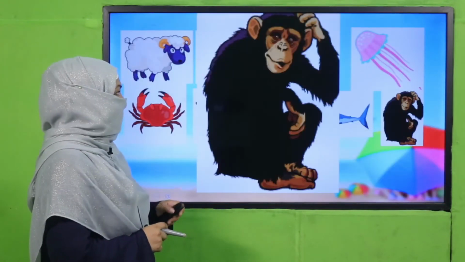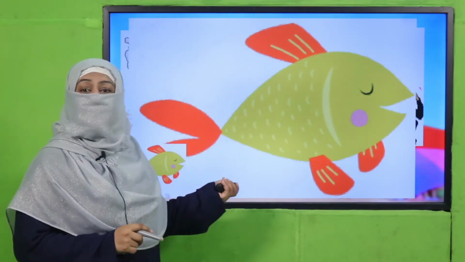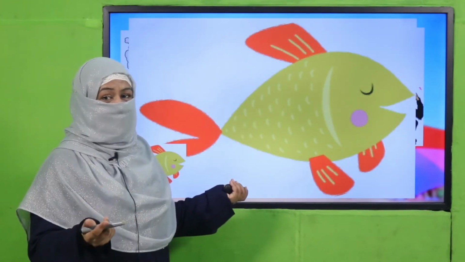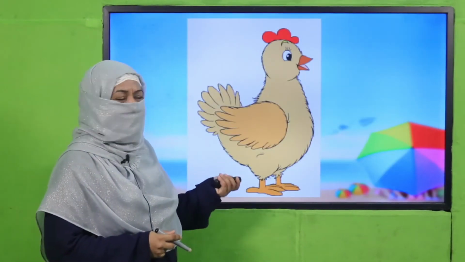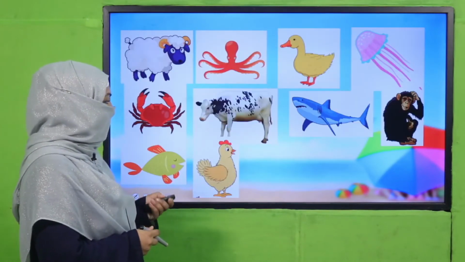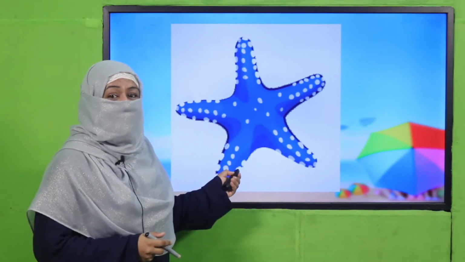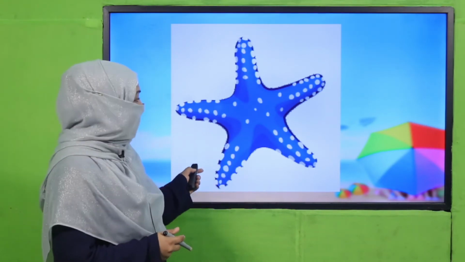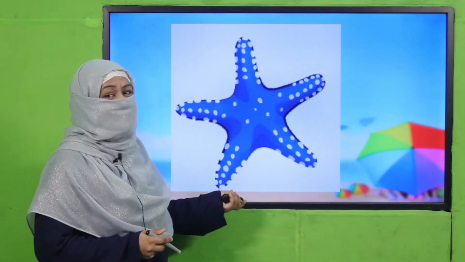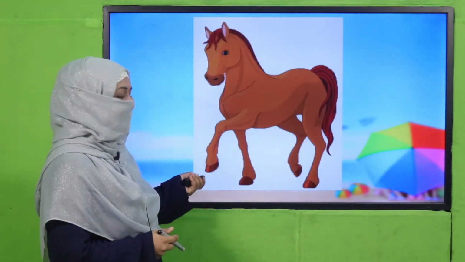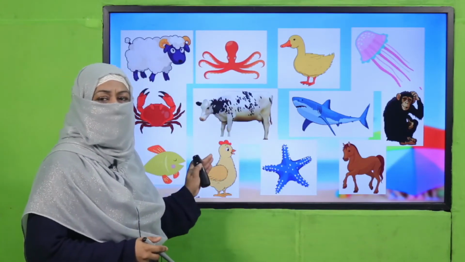It's a monkey. You know about it. And it's another fish, and we know fish live in water. The next is a hen. We know about it. And the next, do you know about it? It's a starfish. Why? Because its shape is of a star, so it's a starfish. It also lives in water. And it's a horse, we know about it. Now you see all the animals are different.